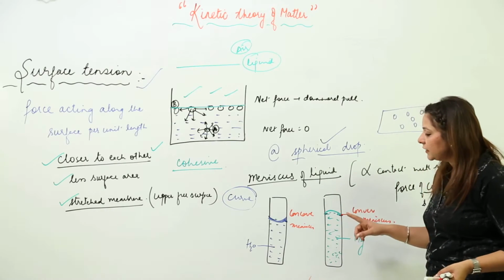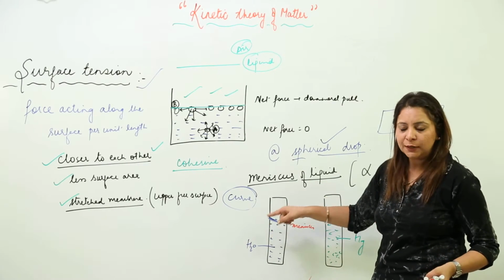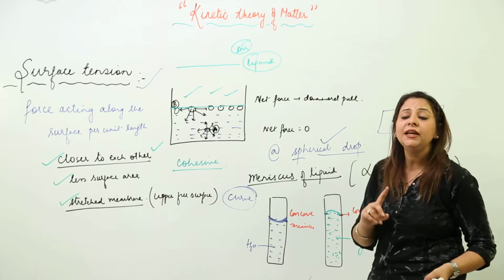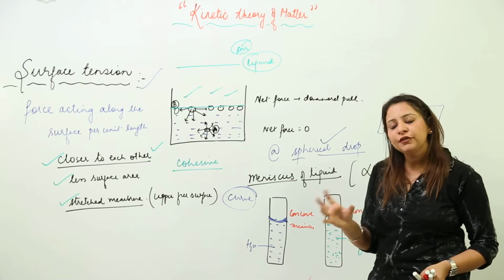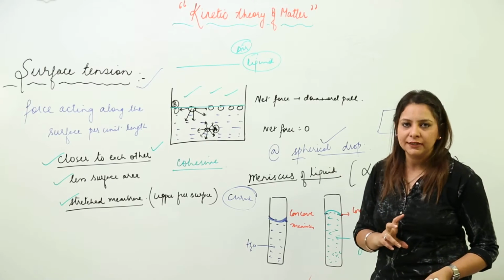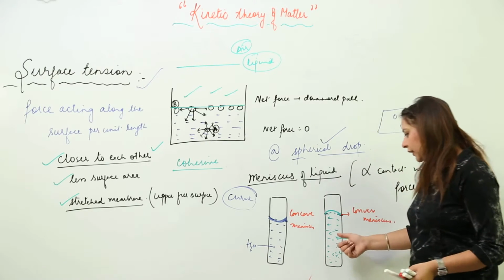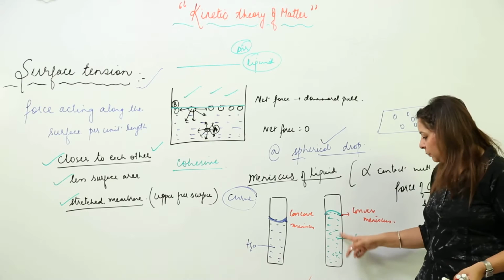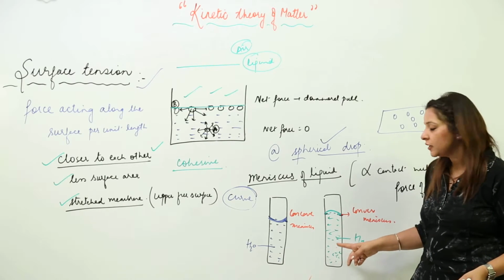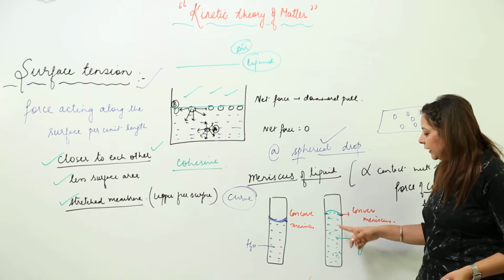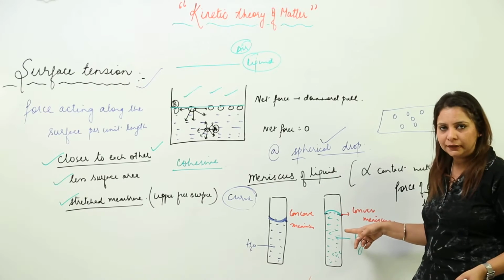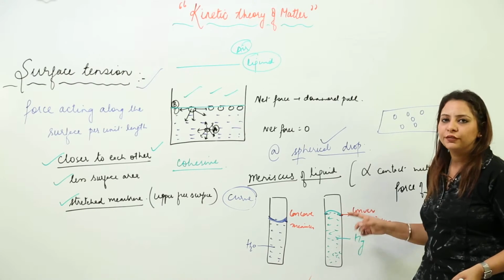And the force that exists between the water and the glass molecules, that means the liquid and the solid molecules, is the force of adhesion. If we talk about the nature, both the forces are attractive in nature. Same way in mercury, the force that is existing between the mercury molecules is the cohesive force, and the force that is existing between the mercury molecules and the solid, that is the glass, is the force of adhesion.